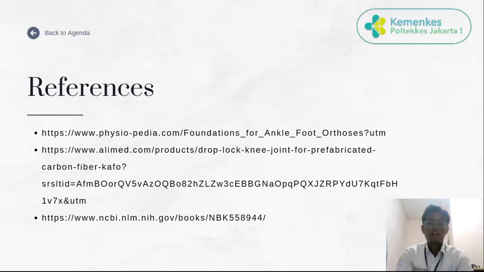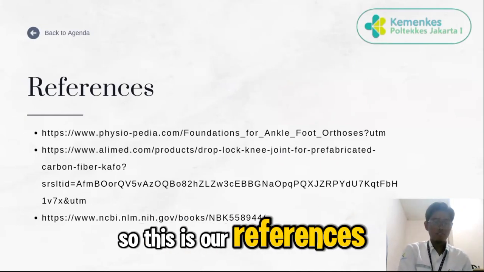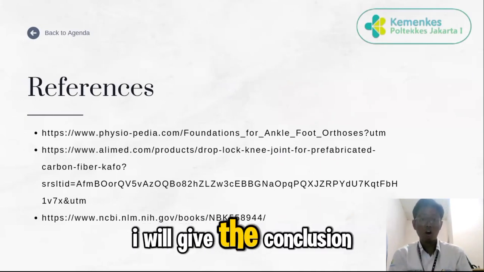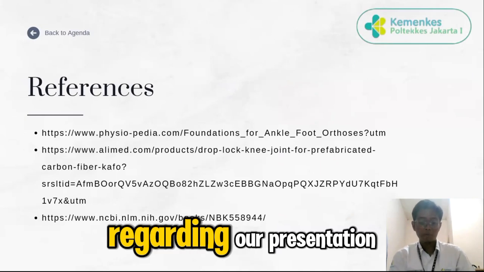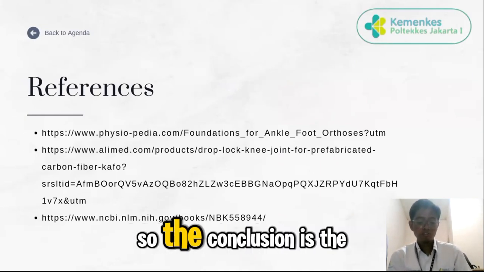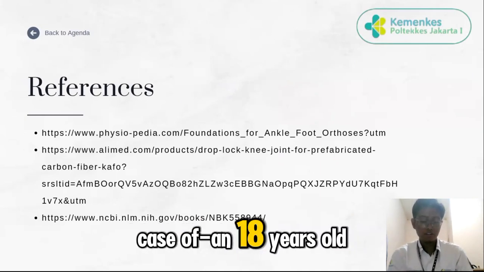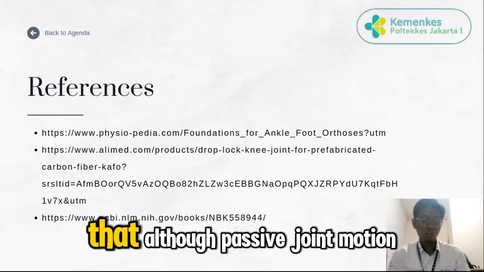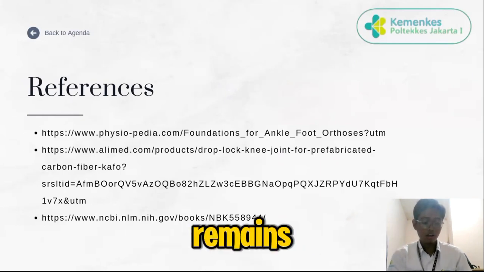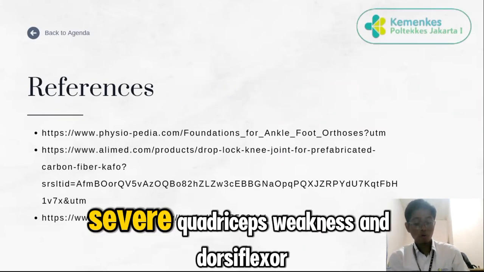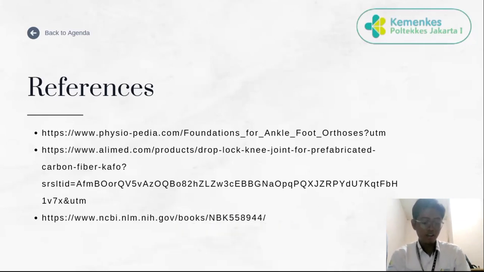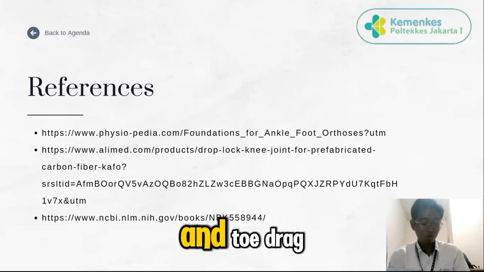Alright. Thank you, Ikra, for the presentation. So these are our references. Before we go to the last part, I will give the conclusion regarding our presentation. The case of an 18-year-old male with post-poliomyelitis demonstrates that although passive joint motion remains preserved, severe quadriceps weakness and dorsiflexor involvement limit active function, leading to knee buckling and toe drag.